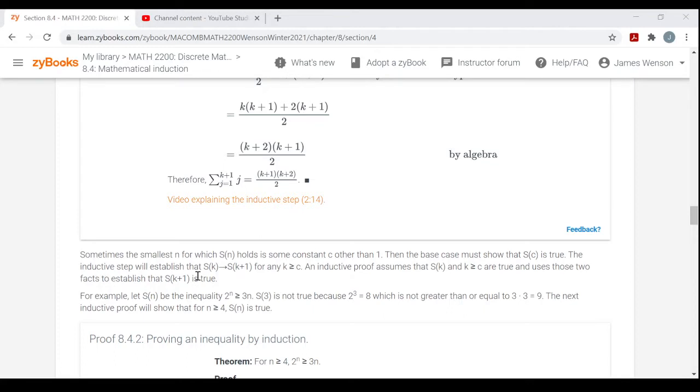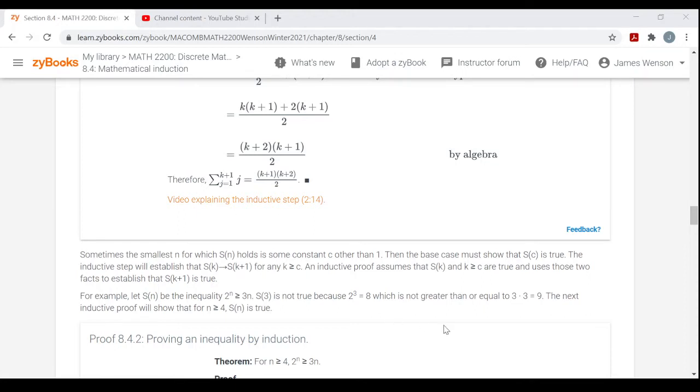The inductive step will still be the same thing. You prove that if S of k is true, then S of k plus 1 is true. But instead of for all values of k greater than or equal to 1, it's for all values of k greater than or equal to that lowest integer, right? Greater than or equal to whatever c is for the base case. An inductive proof assumes that S of k and k greater than or equal to c are true, and uses those two facts to establish that S of k plus 1 is true, right? You have your inductive hypothesis and show that the statement is true for one integer higher.